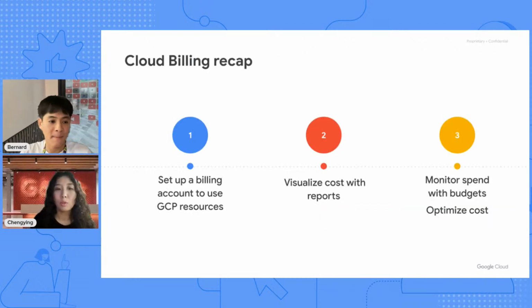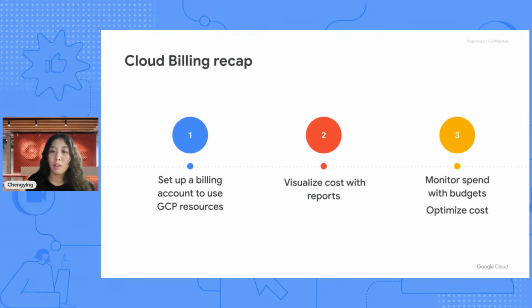Okay, so in today's section, we covered billing accounts, specifically how accounts link to a project, which allows you to use GCP resources. Then, followed by visualization, we talked about how to visualize cost to resources by exporting the billing information to BigQuery. And lastly, we discussed how to monitor and control spend on GCP with budgets and Cloud Pub/Sub.